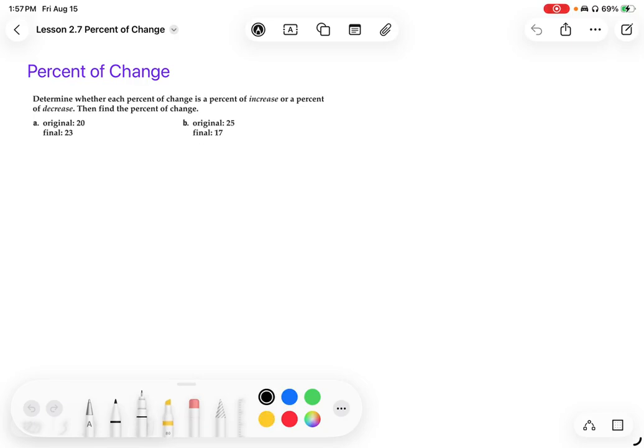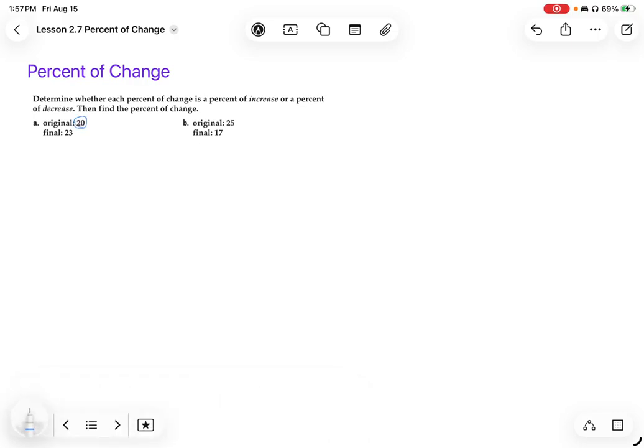All you do is look at the original amount. In this first problem, the original amount is 20. The final amount is 23. And because the amount goes up from 20 to 23, this is a percent increase. The amount goes up, we are increasing. The part where we have to do some math is what is the increase by?